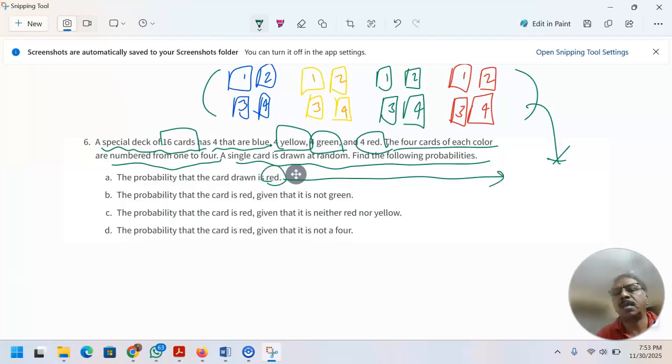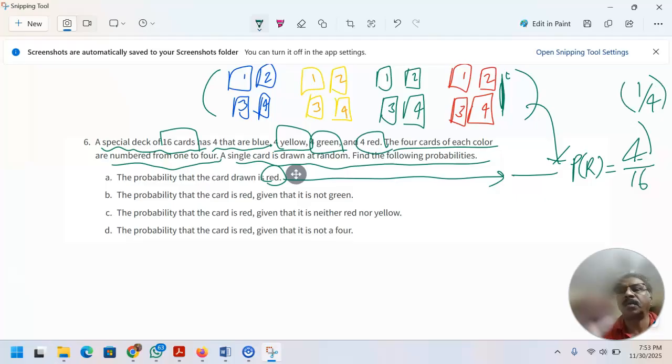You can see there are altogether 16 cards, and the probability that the card is a red card will be equal to, that means there are 16 cards altogether. You can count them, and out of these there are 4. So you can see these are 4 red cards. So 4 out of 16, that is 1/4, which is 0.25. Well, I'll just keep it this much.